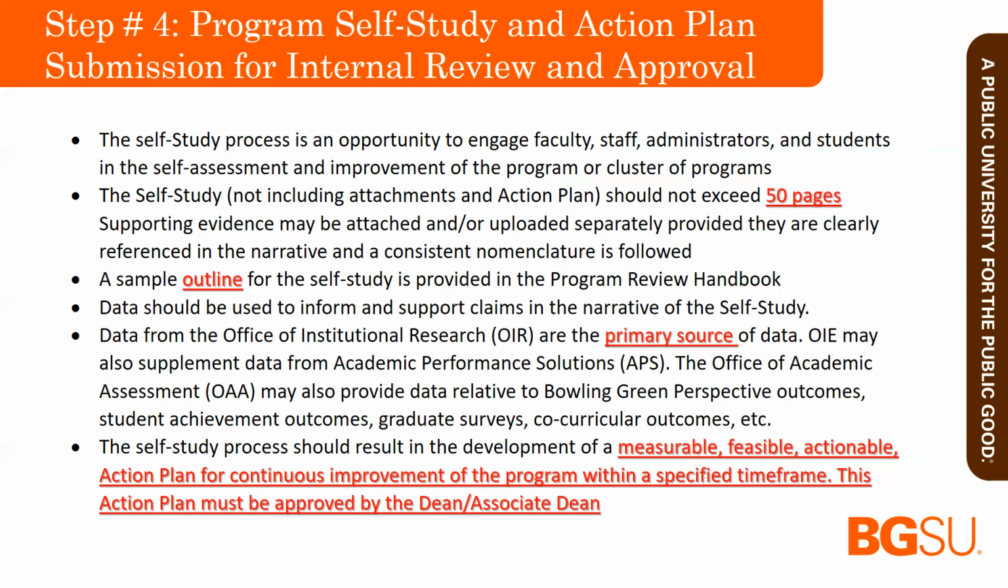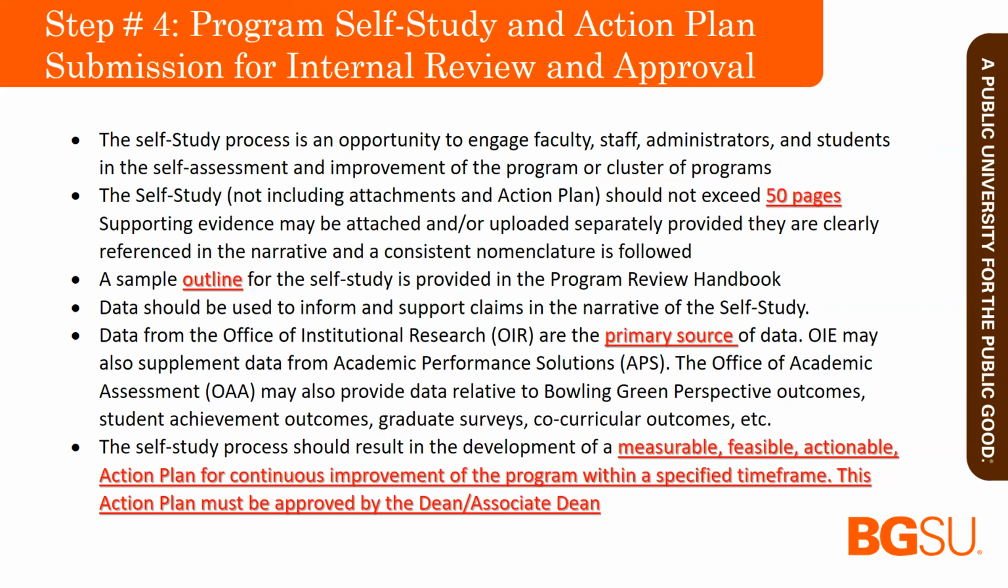Data should be used to inform and support claims in the self-study. Data from the Office of Institutional Research, OIR, are the primary source of data. Additionally, however, OIE may also supplement data from the Academic Performance Solutions, or APS. The Office of Academic Assessment, OAA, may also provide data relative to Bowling Green prospective outcomes, student achievement outcomes, graduate surveys, employer surveys, co-curricular outcomes, etc.